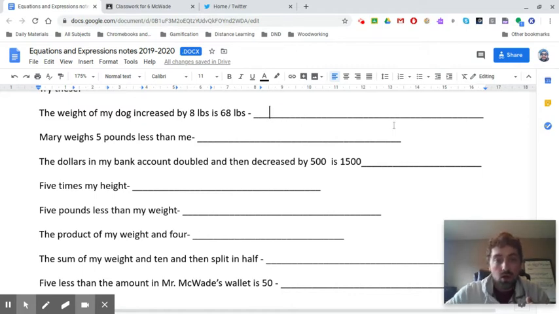Okay. So the weight of my dog increased by 8 is 68 pounds. So we want to look at this. The weight of my dog, so that is, let's say, we'll do that as W.